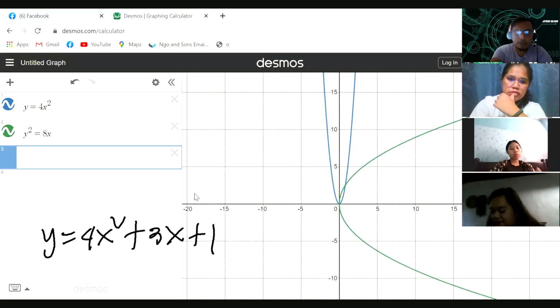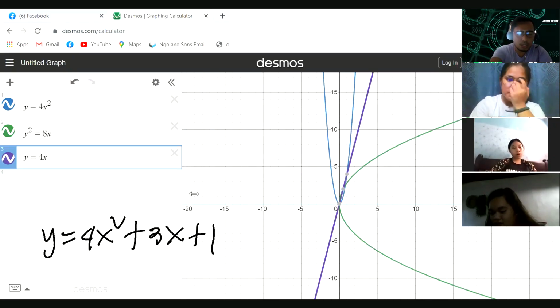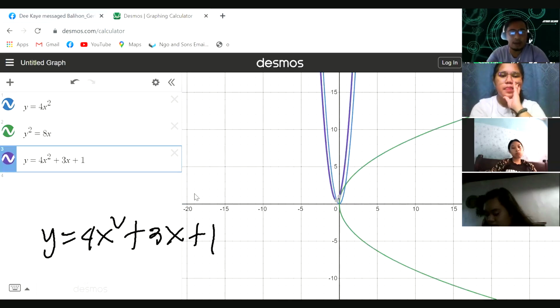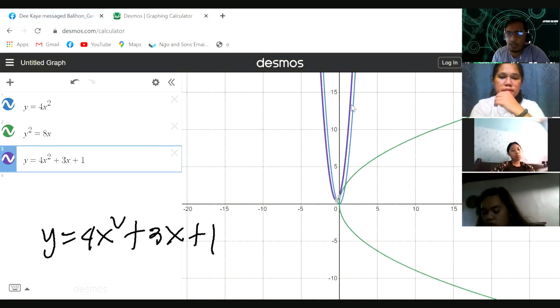If you will graph y equal to 4x squared plus 3x plus 1, as you can see, that will be in purple. This will be the graph of that. Okay? And as you can see, this is really a function, because if you draw any vertical line anywhere on your graph, it will only cross your graph at one point only. Okay? Sabtan?